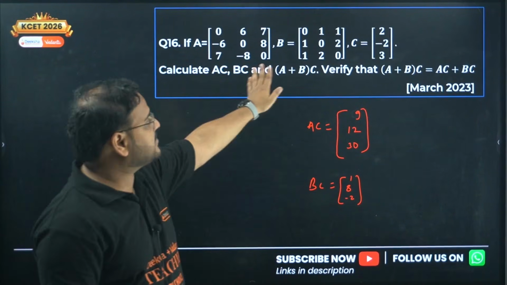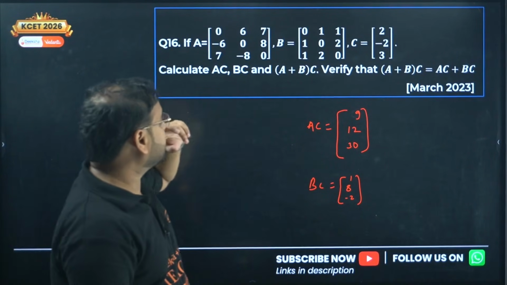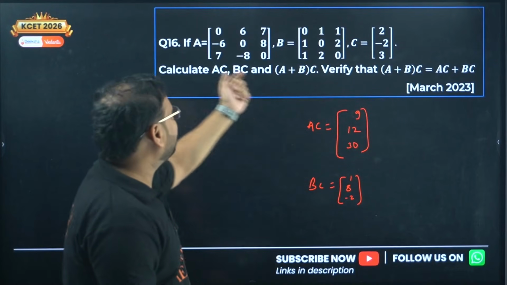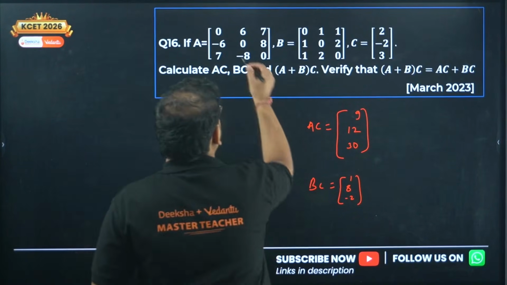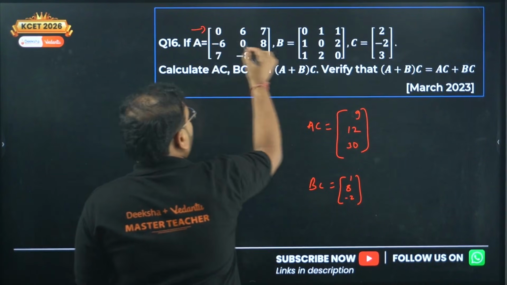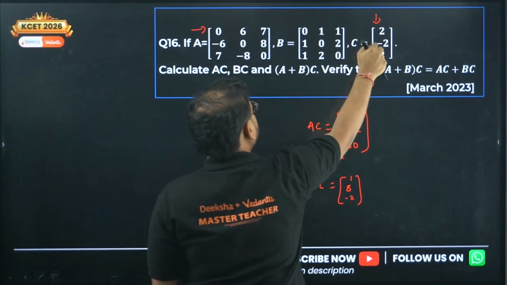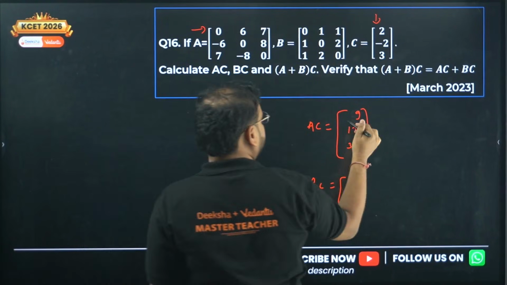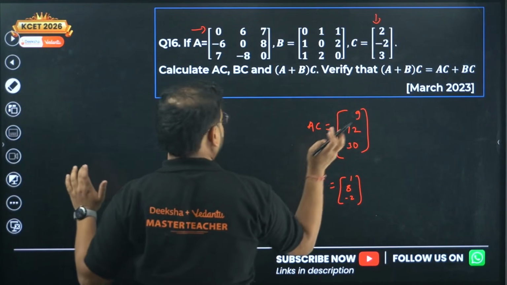Now here it is. There are 3 cross 3 matrices, 2 given here, and there's a 3 cross 1 matrix. They're asking you to verify a property, which is: A plus B multiplied by C equals AC plus BC, by finding AC, BC and A plus B C value. Okay. How do you find AC, sir? Check here. From here, first row and the column. 0 into 2 is 0, sir. 6 into minus 2 is minus 12, sir. 7 into 3 is 21, sir. Minus 12 plus 21 is, sir, 9. This is 9. Please pay attention.